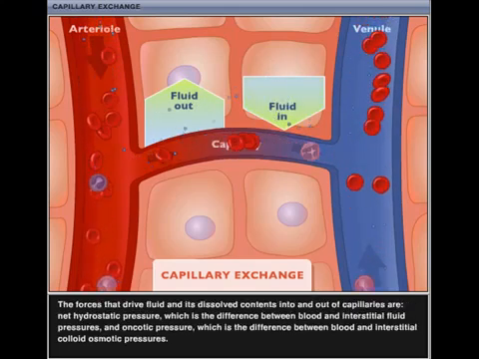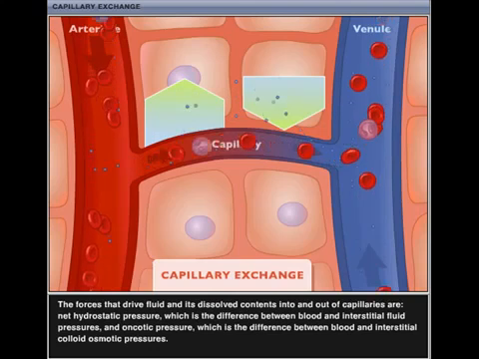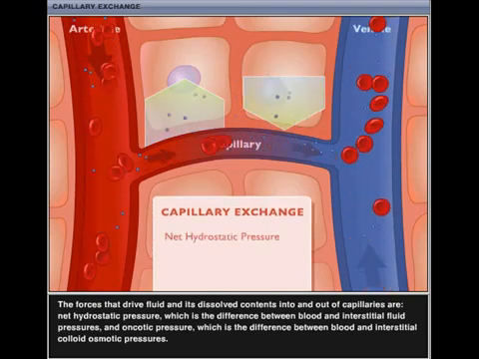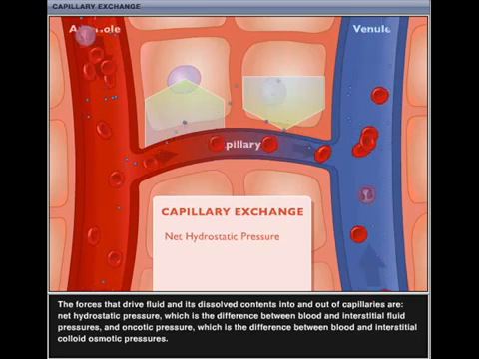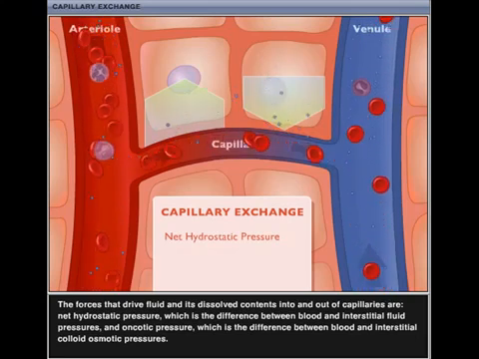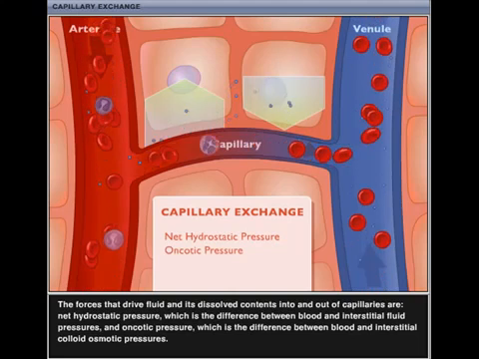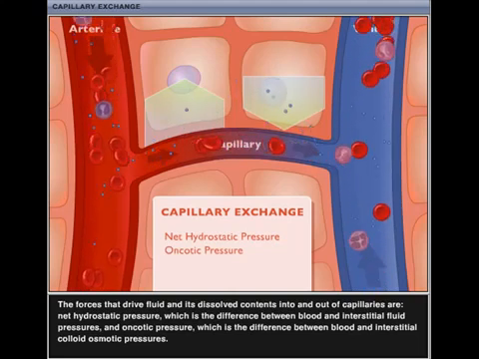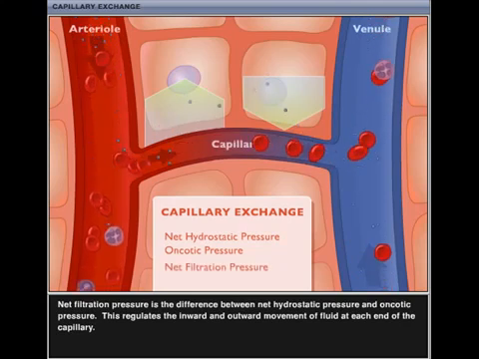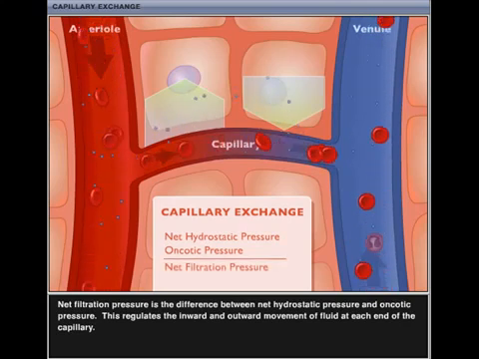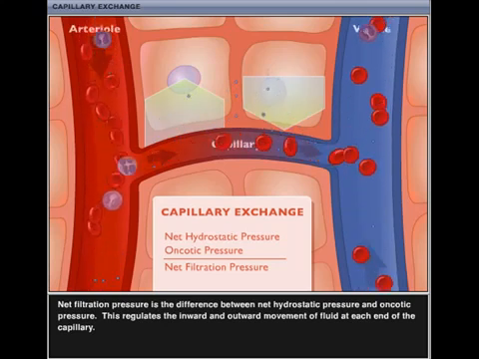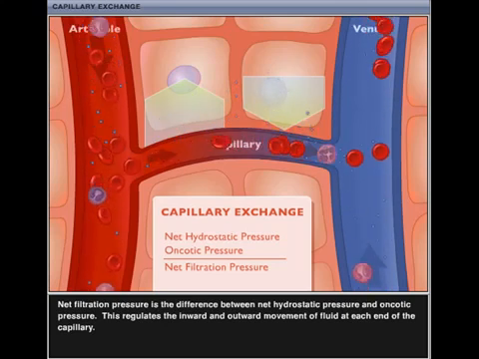The forces that drive fluid and its dissolved contents into and out of capillaries are net hydrostatic pressure, which is the difference between blood and interstitial fluid pressures, and oncotic pressure, which is the difference between blood and interstitial colloid osmotic pressures. Net filtration pressure is the difference between net hydrostatic pressure and oncotic pressure. This regulates the inward and outward movement of fluid at each end of the capillary.